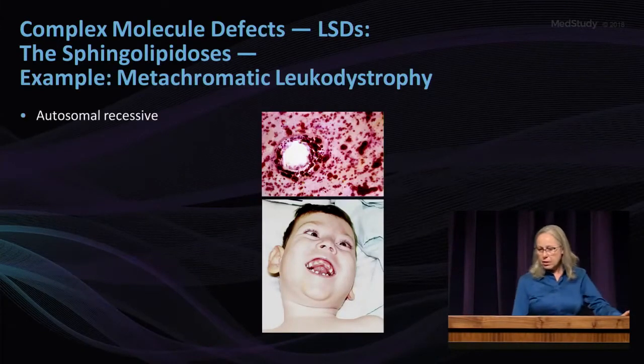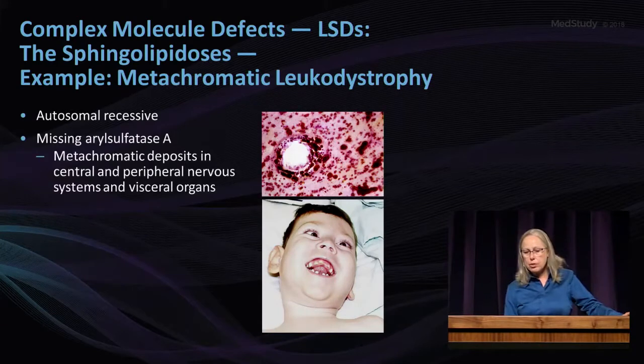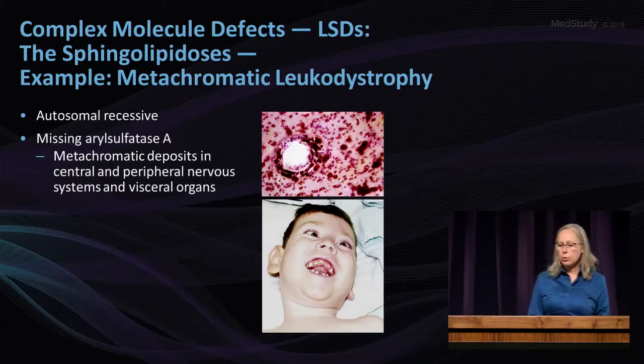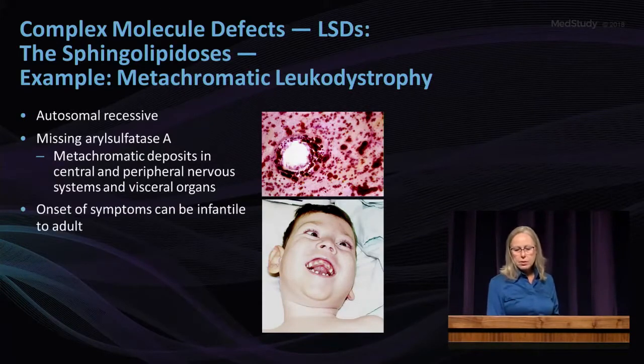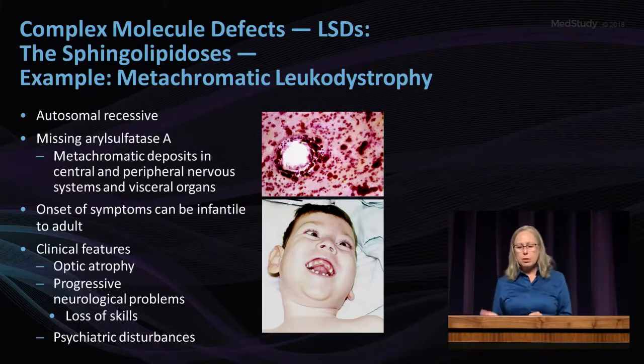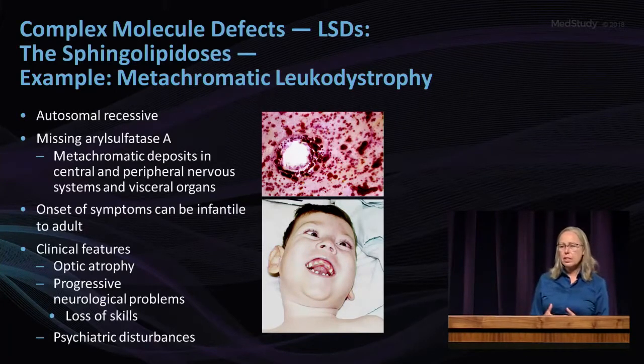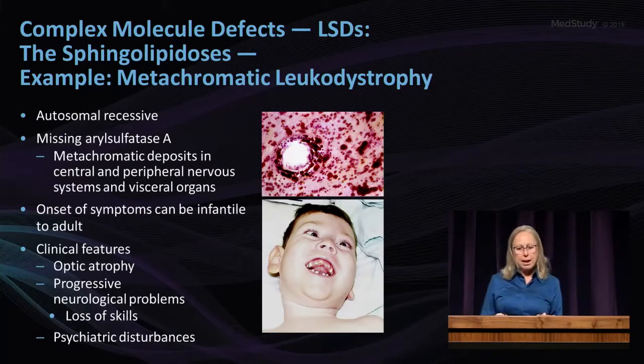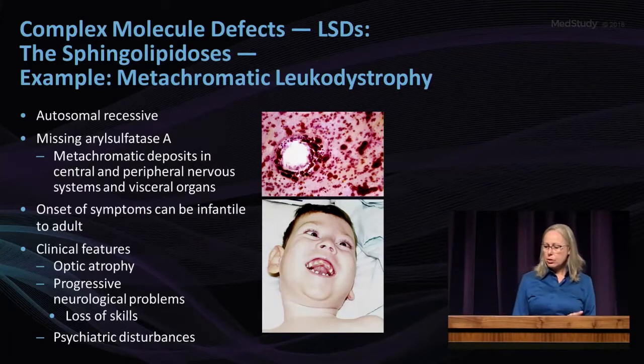Metachromatic leukodystrophy is autosomal recessive. You're missing your arylsulfatase A, and you get metachromatic deposits in the central and peripheral nervous systems and the visceral organs. Onset of symptoms can be infantile to adult. You get optic atrophy, progressive neurologic problems with loss of skills. So anytime you see developmental regression, that's bad. And then psychiatric disturbances.